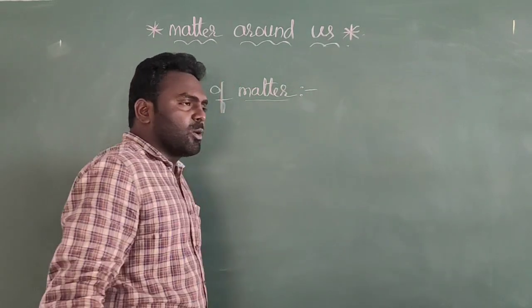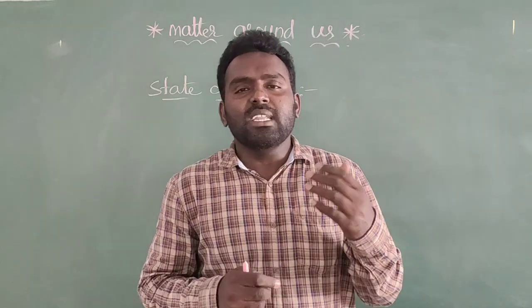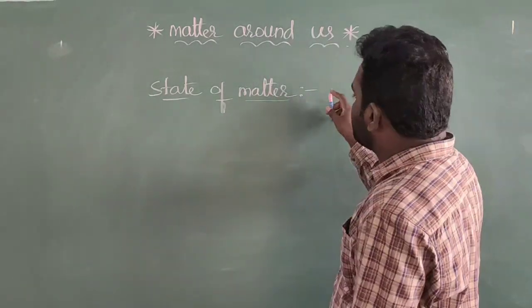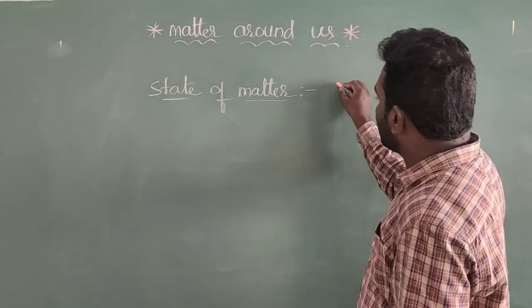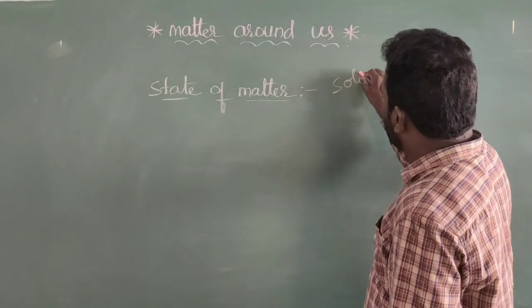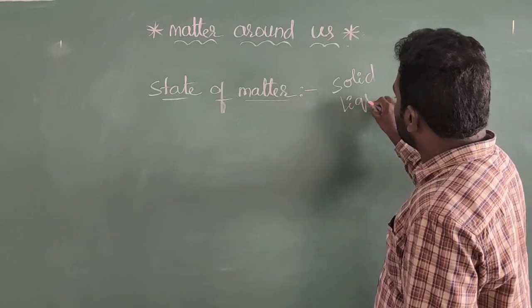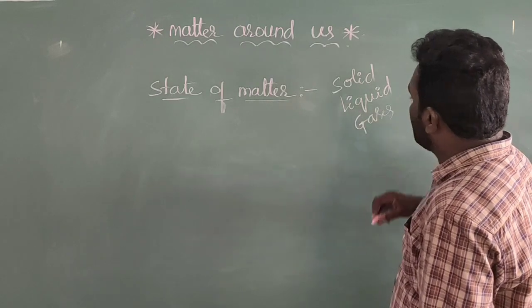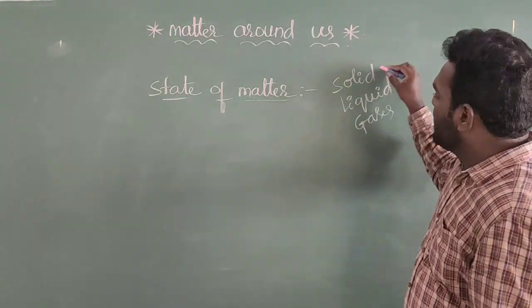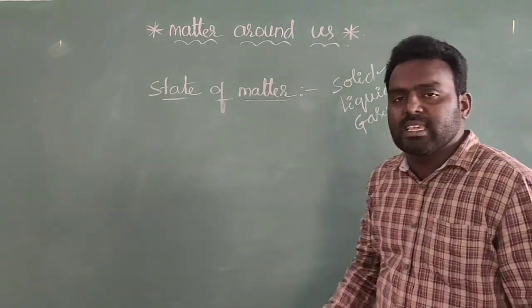You know that in our previous classes we have some knowledge. So what is that knowledge? By the observation of any material, that material compulsorily contains three important states. The first one is called solids, the second one is called liquids, and the third one is called gases.